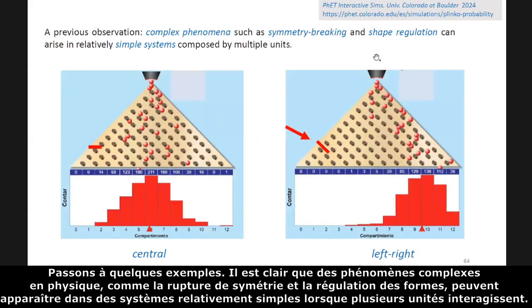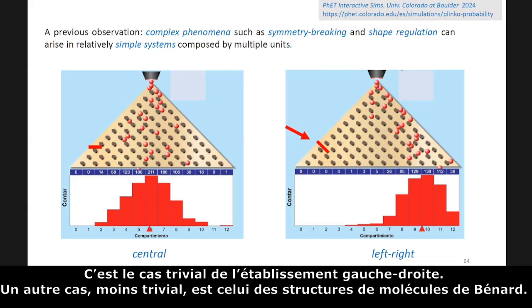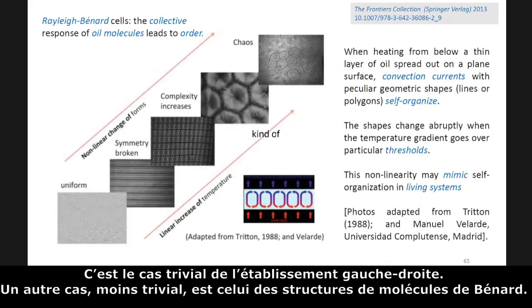So let's go to some examples. First, it is clear that complex phenomena in physics, such as symmetry breaking and shape regulation, can arise in relatively simple systems when you have multiple units interacting in the system. This is a trivial left-right establishment. Another, not so trivial, is the case of the Rayleigh-Bénard convection cells.